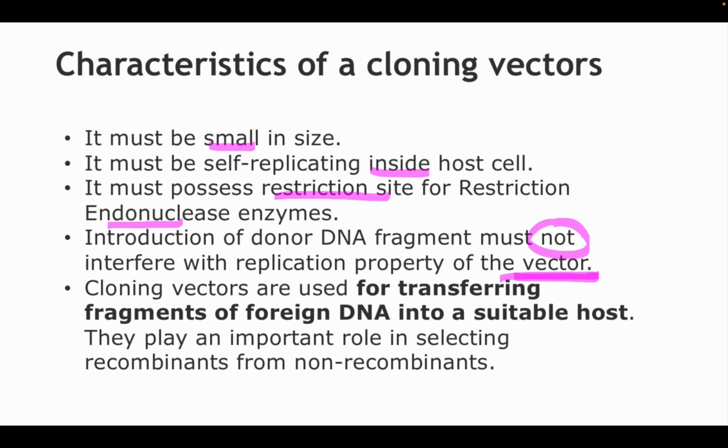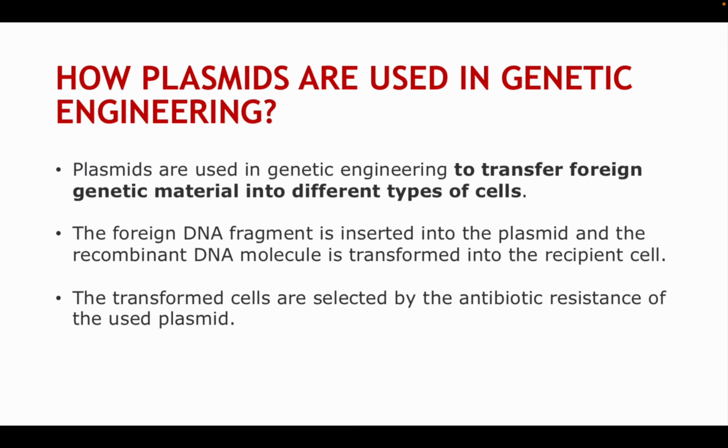Cloning vectors are used for transferring fragments of foreign DNA into a suitable host. They play an important role in selecting recombinants from non-recombinants. Question, how are plasmids used in genetic engineering? Again, I have mentioned gene therapy, antibiotic resistance, molecular cloning, and recombinant DNA technology. And of course, we can make use of that generally in genetic engineering.